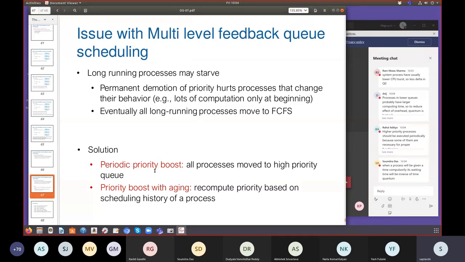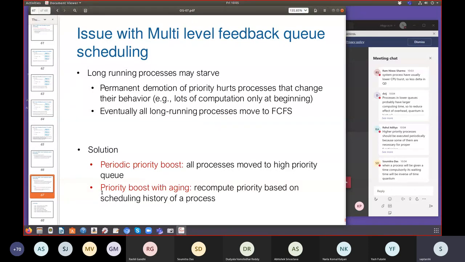That one is a periodic priority boost. So all processes are moved to the high priority queue periodically. Then again they will be left off. I mean, if they take too much CPU time, they will be brought down in the queue. But this is kind of a periodic priority boost. So all processes are moved to the high priority queue.